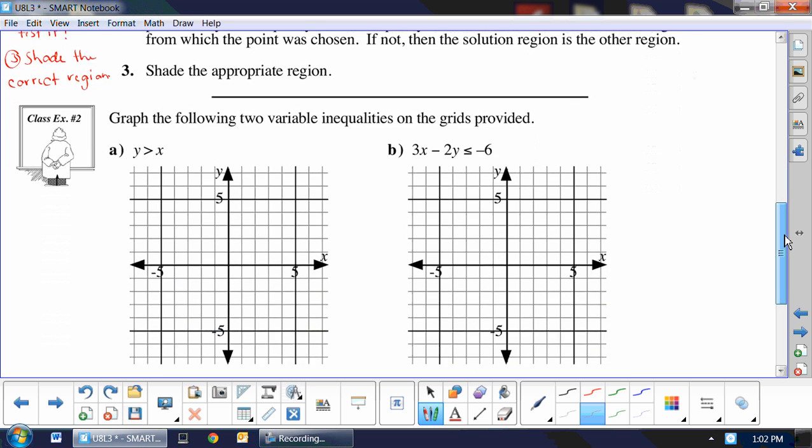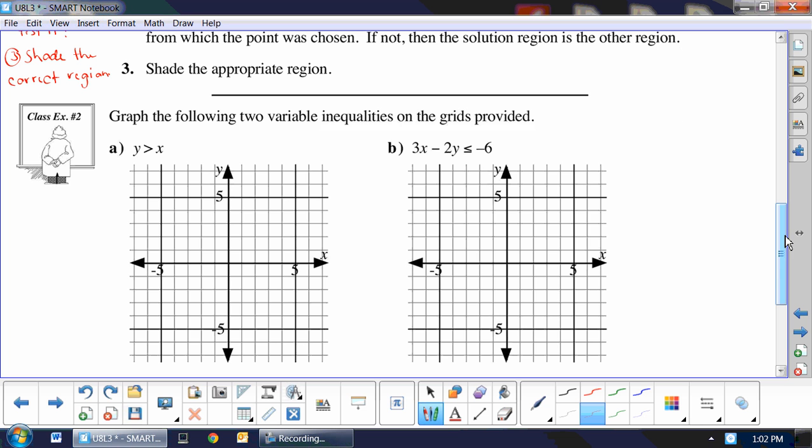Okay, so we go down to example 2b. Just like in today's quiz, the first thing we want to do is put this in the form where we have our y isolated, because that's how we put everything in our calculators. That's how we see everything when we have our equations in their normal form. So it's always a good idea to get it into that form with y isolated. So we can subtract 3x from both sides. Negative 2y is less than or equal to negative 6 minus 3x. We're going to divide by negative 2.